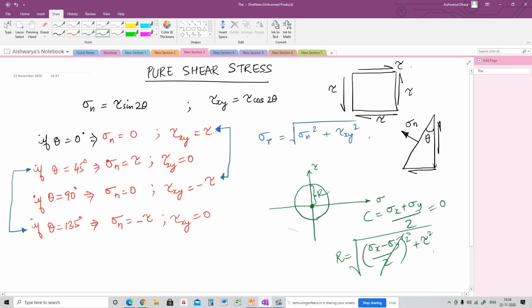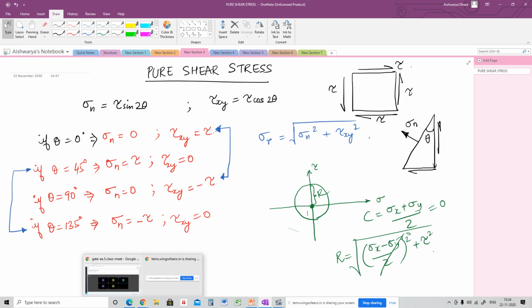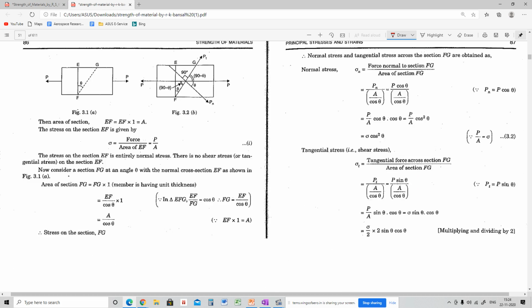They can also ask some assertion and reason questions, so you should be alert about that. Okay, now let's solve some problems based on that.